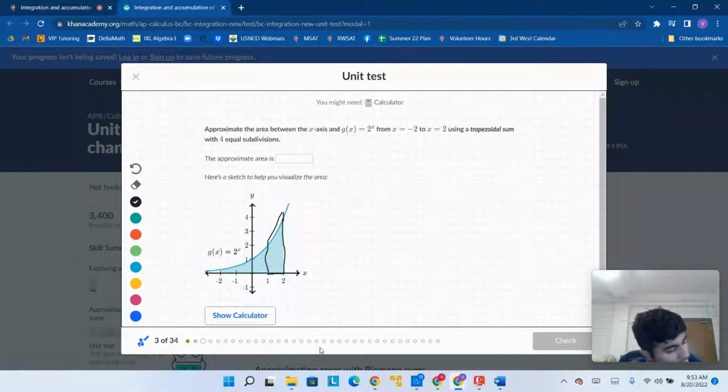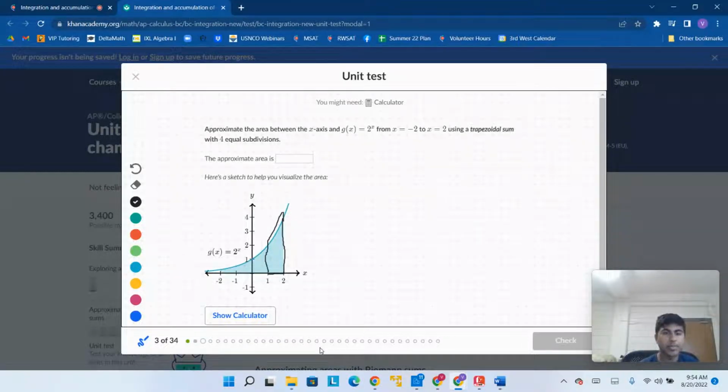Okay. Now g of negative 1, g of 0, and g of 1 all appear twice, each over 2. So you have g of negative 2 over 2 plus g of 2 over 2, and then you just get to add g of negative 1 plus g of 0 plus g of 1.